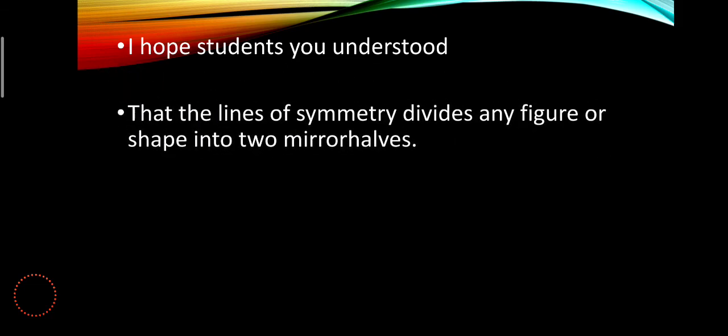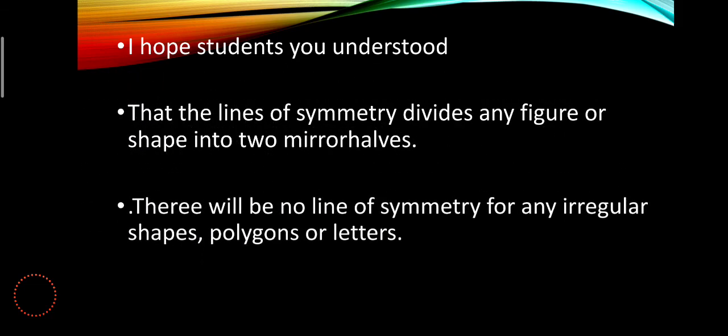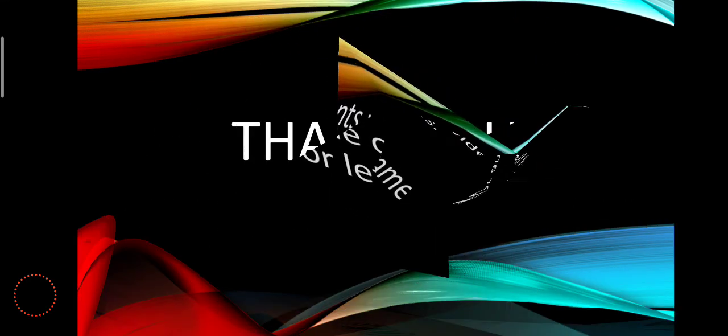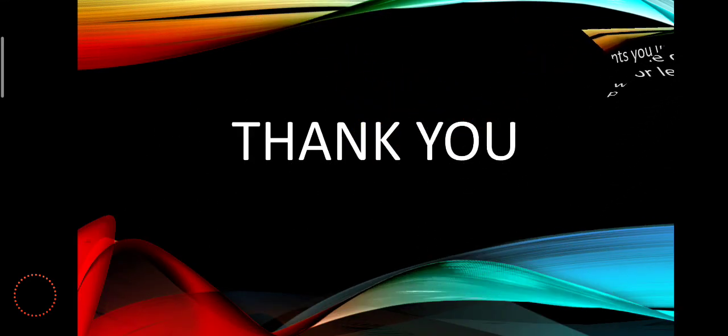I hope students you understood that the lines of symmetry divide any figure or shape into two mirror halves. There will be no line of symmetry for any irregular shapes, polygons or letters. I hope you understood whatever was there in the video. Okay, I hope the concept which was there in the video is now clear to you.